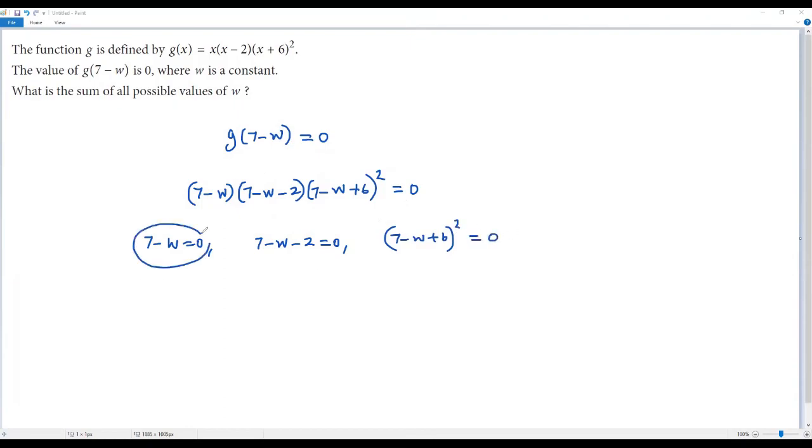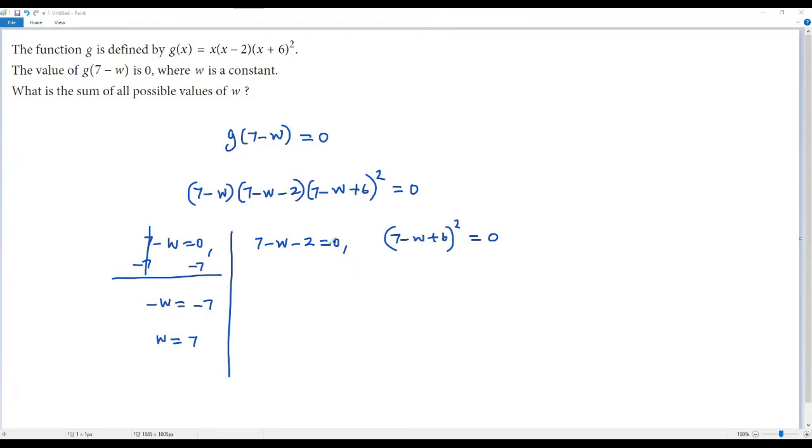Okay, now let's solve for w in this equation. For that, we have to subtract 7 from both sides of this equation. This 7 and negative 7 will cancel out. I am getting −w = −7. Let's multiply both sides of this equation by −1. When I multiply this one by −1, I am getting positive w. When I multiply this one by −1, I am getting positive 7. Here I got a value for w, that is 7.